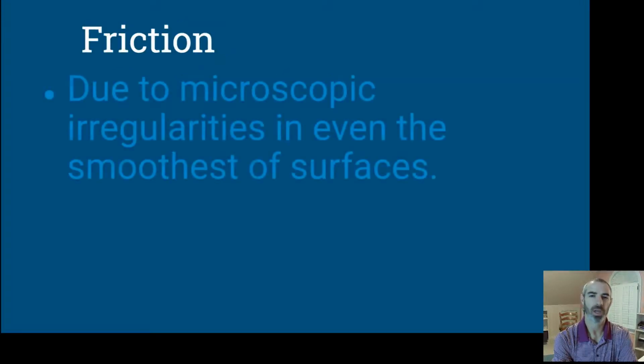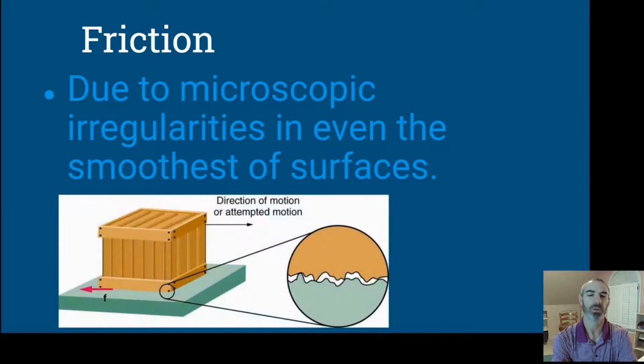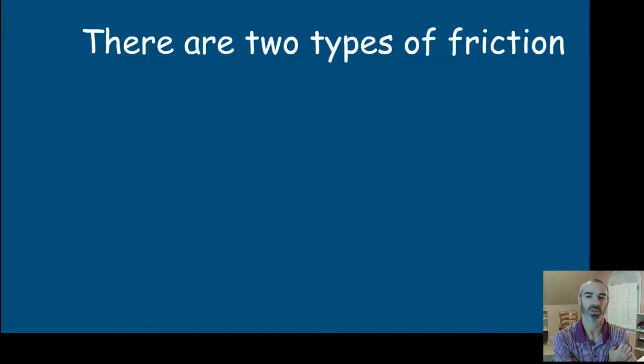Now, what friction actually does is, at the microscopic level, it's due to the irregularities even in the smoothest of surfaces. So if we look at this crate being pushed to the right, friction opposes it by going to the left. If we zoom in on a corner of that, we can see the irregularities between the surface and the crate. If we're trying to slide those irregularities together, it's not going to slide very easily. So that's what causes that friction force, those impurities or irregularities in even the smoothest of surfaces.